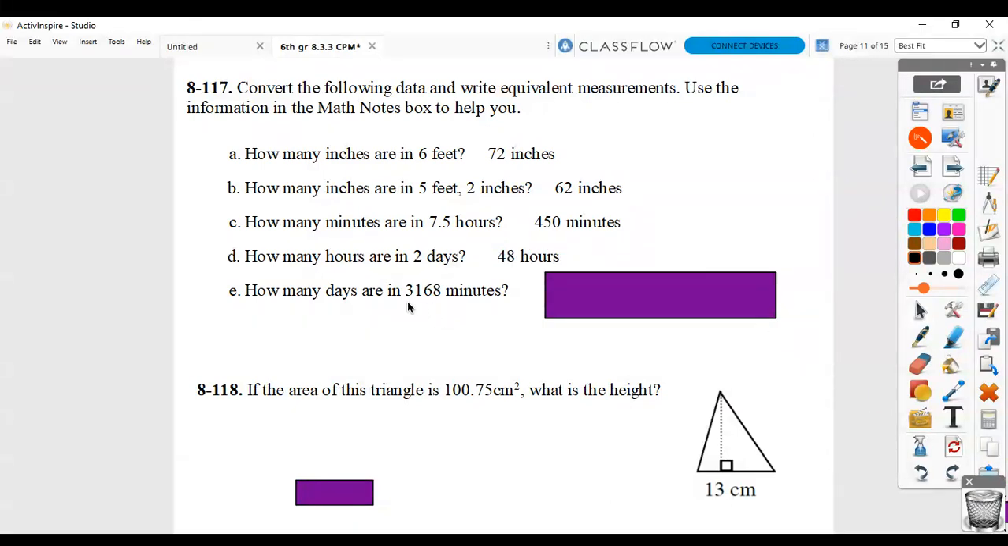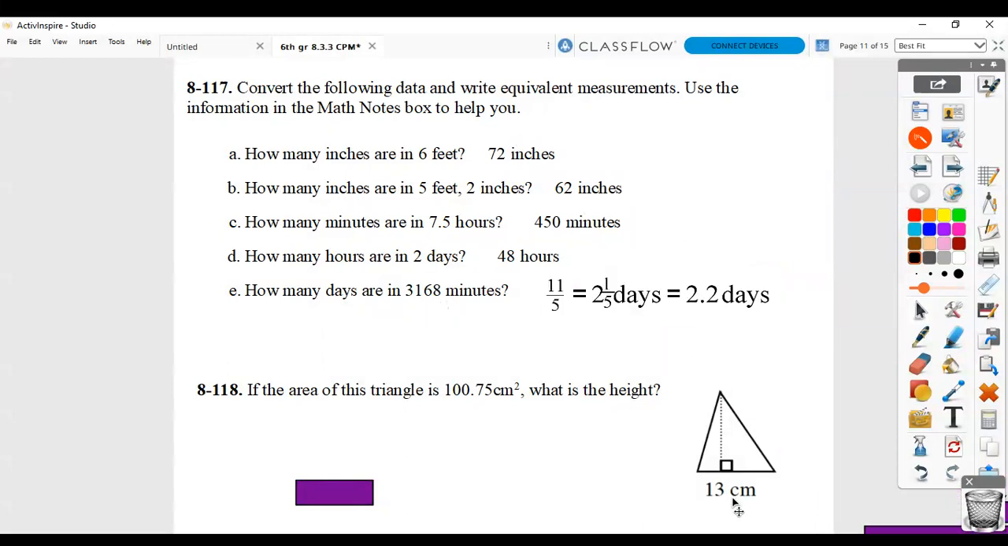And how many days are there in 3,168 minutes? So basically, you're going to take 3,168, and one way you could do it is to divide by the fact that there's 60 minutes in an hour and 24 hours in a day, and you end up getting 2.2 days. Or another way you can think of it is that you end up getting 11/5 when you divide this, which is the same as 2 and 1/5 days, or the decimal. So take your minutes, divided by 60 minutes in an hour, divided by 24 hours in a day to get your answer.